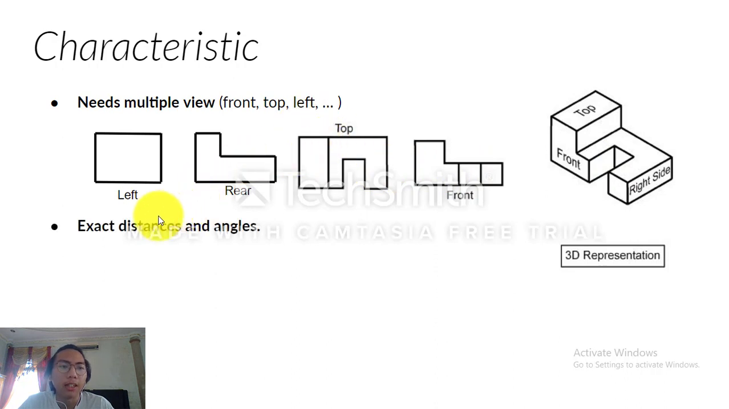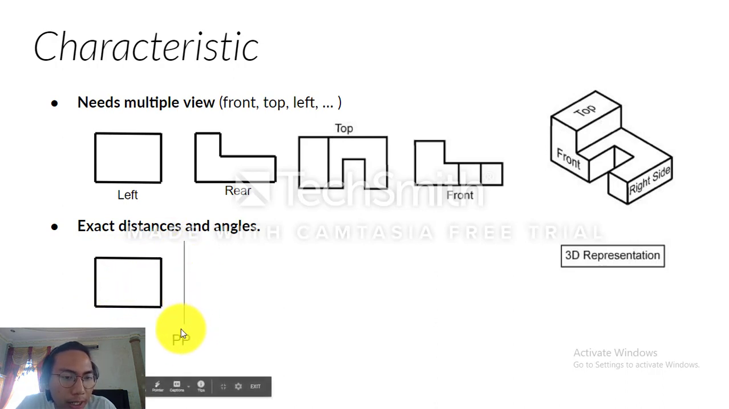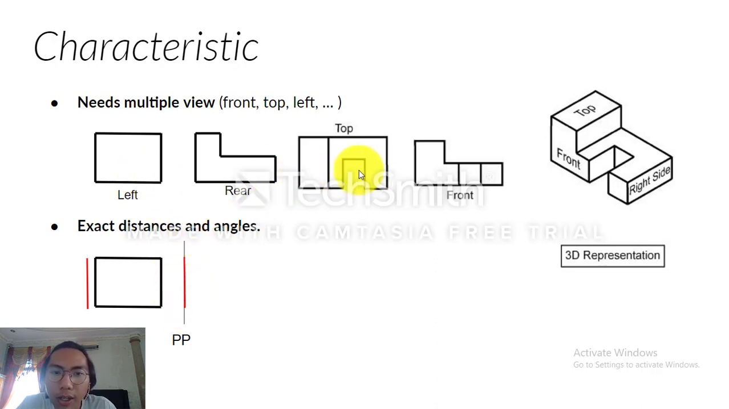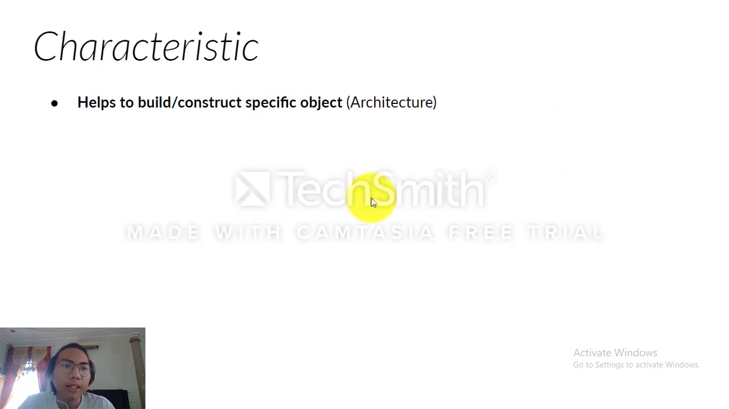And then the next one is that it has exact distances and angles. What does it mean? It means that if we take a square shape, and we have a projection plane here, then this line will be the same as this one. So same as this. If we look at the top one, for example these shapes, the length of these lines will be the same as this one. So it has exact distances and also angles.